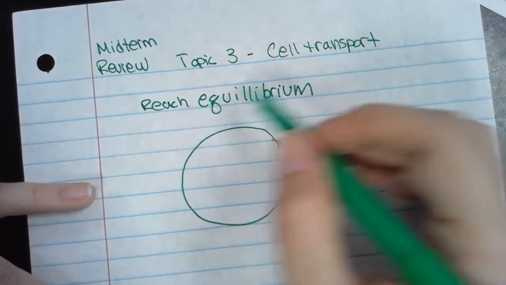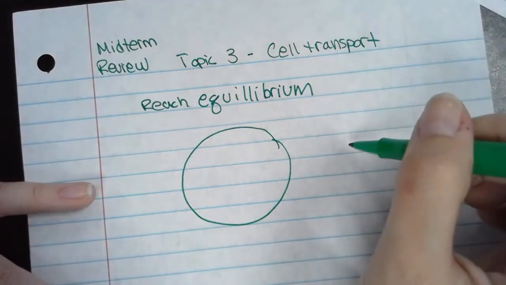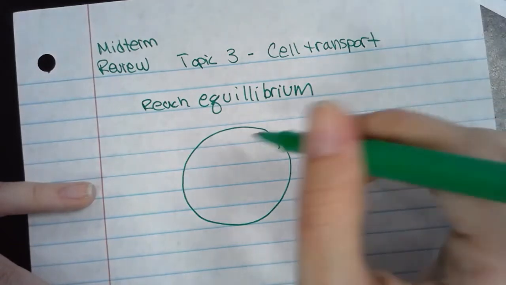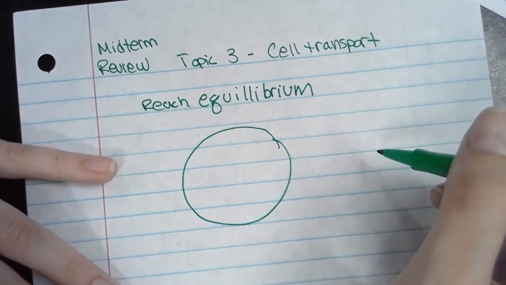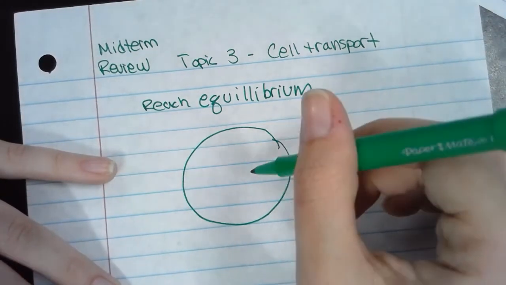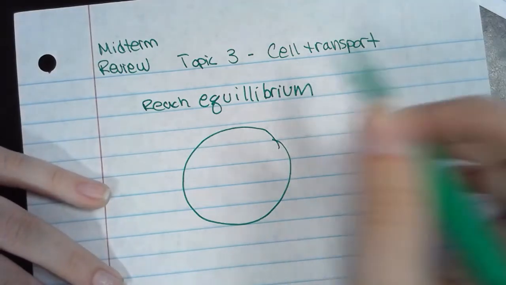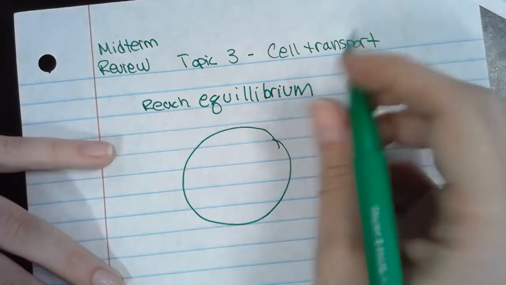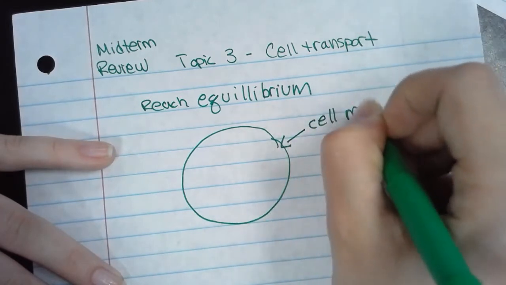Basically what this means, the point of cell transport, is to make sure that there is the same amount of whatever particle is out here as there is inside, right? So I want to make sure that there's the same amount of water outside as there is inside. And what needs to happen is some type of transport of whatever molecule we're talking about to pass the cell membrane. So this is my cell membrane.